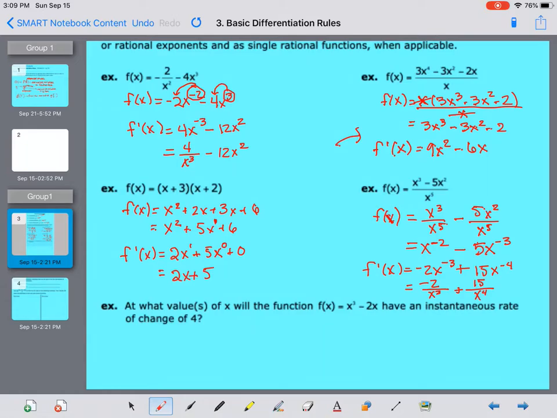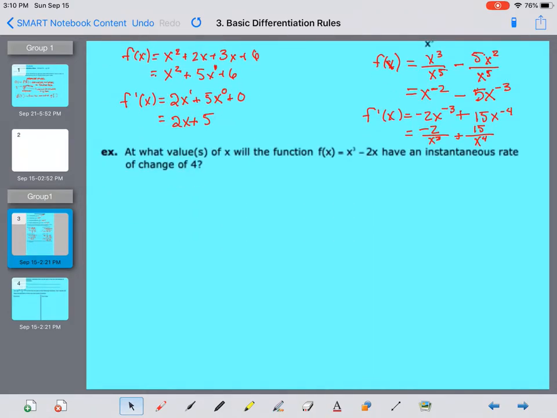Okay, and the last example at the bottom. Let me roll that up. Okay, that last example right there, so it says, what values of x? So think about what we're trying to find. We're trying to find some x values, and that's an important thing. So what values of x will the function f of x equals x cubed minus 2x have an instantaneous rate of change of 4?